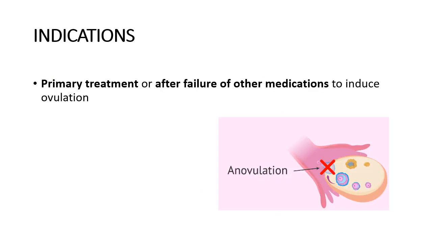As we all know, in IVF we use gonadotropins for formation of multiple follicles. Apart from that, in induction of ovulation, we can use gonadotropin as a primary treatment in case of hypogonadotropic hypogonadism, or after the failure of other medication like letrozole or clomiphene citrate. So these are the indications for using gonadotropin in anovulation.